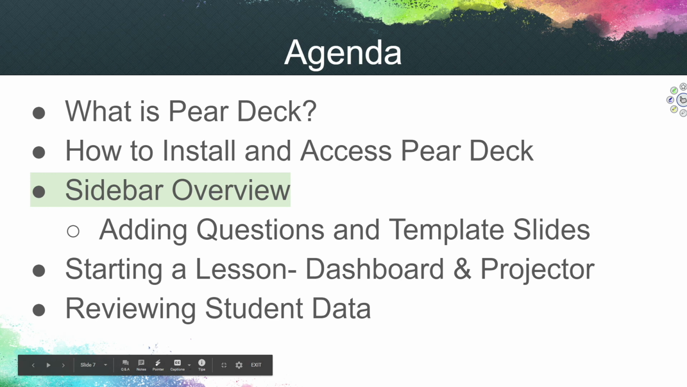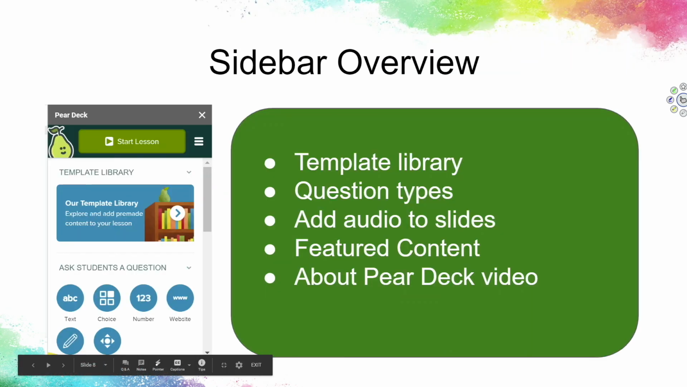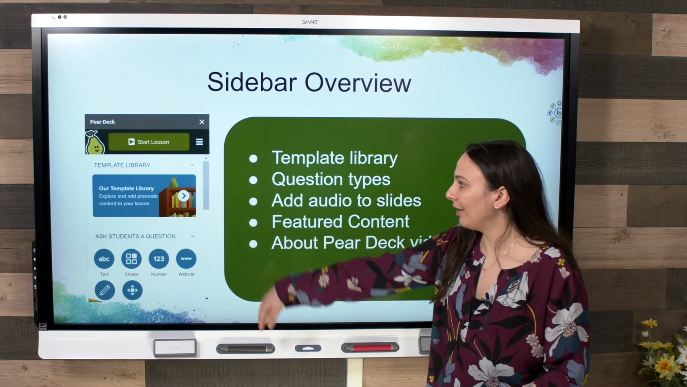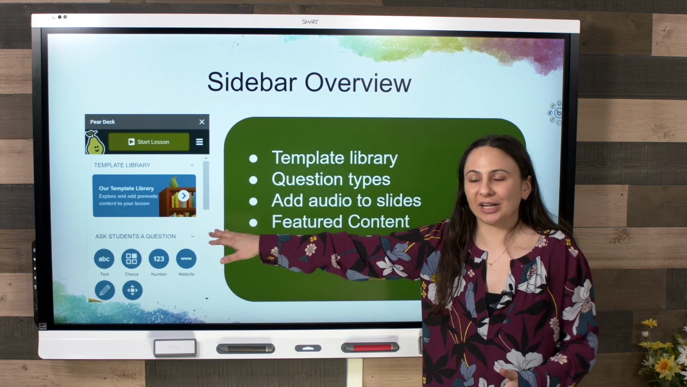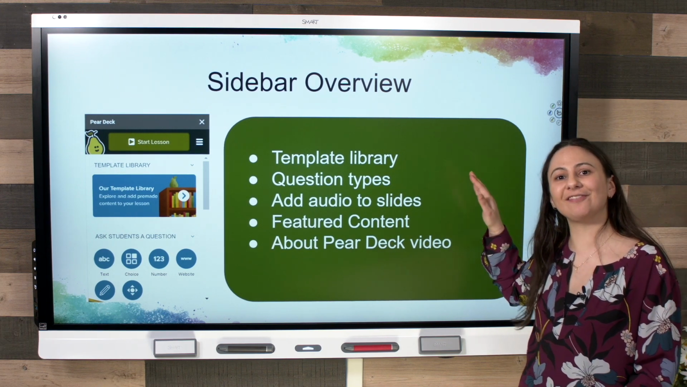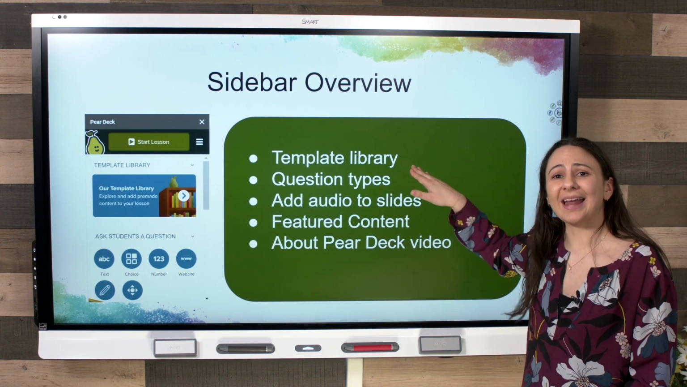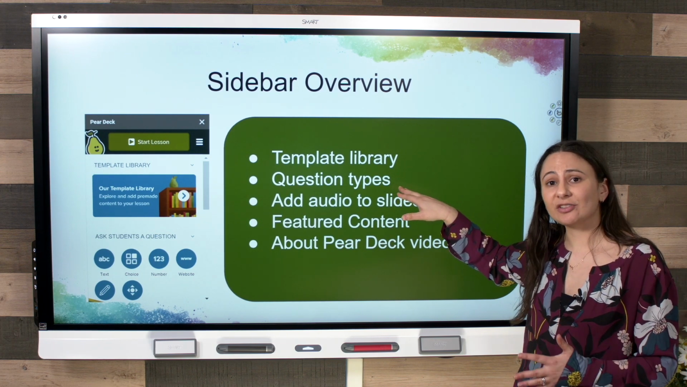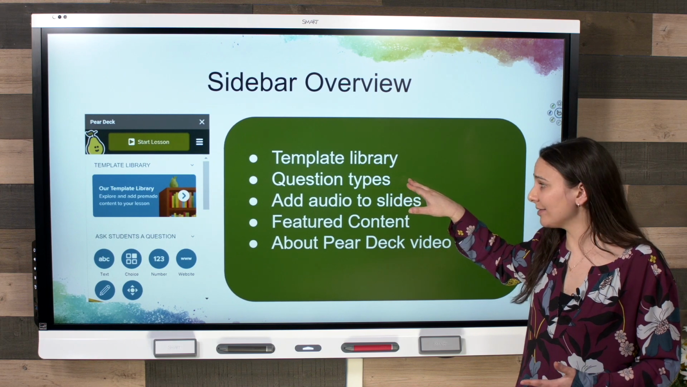So now we're going to talk about that sidebar that we just saw come up on the screen. All right, so here up on our board, I have a screenshot of that sidebar that we saw come up. This is just an overview of what it looks like. On the side here, I've listed all the different things that we can find within that sidebar. We can access our template library, all of the different question types that we have available to access.